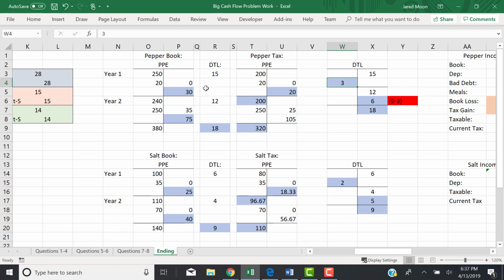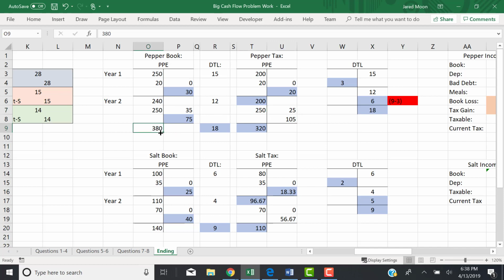Now let's jump down to year 2. The ending balance of year 1 becomes the beginning balance of year 2 for both of them. We're told that we purchased equipment for $250 and we used stock. So we'll deal with that in a bit, but just know that it wasn't cash, it was stock. We sold, now this part, we did sell equipment. And these two numbers are different. It tells us that the book value of the equipment we sold was $35, but the tax basis was $25. So we put those in as different numbers.